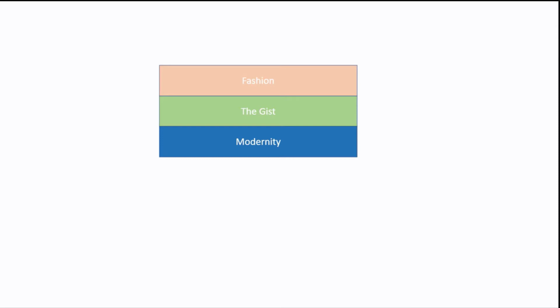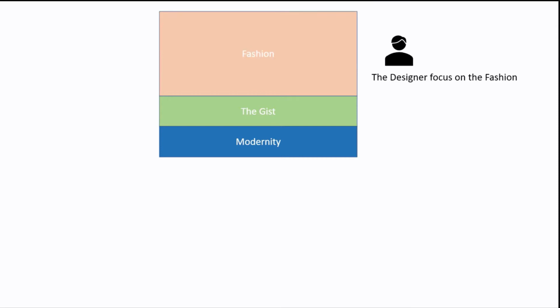I've done a lot of talks about software development and these concepts that we use all the time when we describe what software is: fashion, the gist and modernity. So this is my latest incarnation of that talk. So what are the different parts?